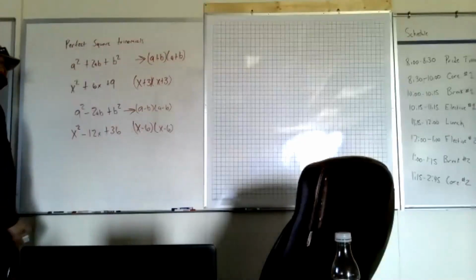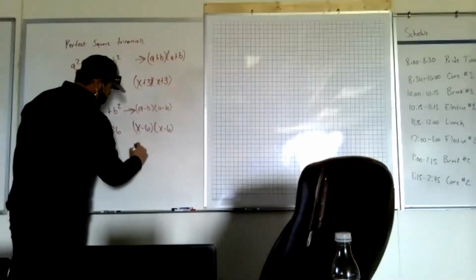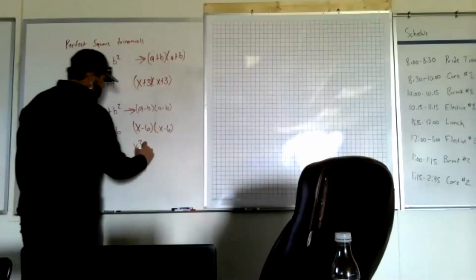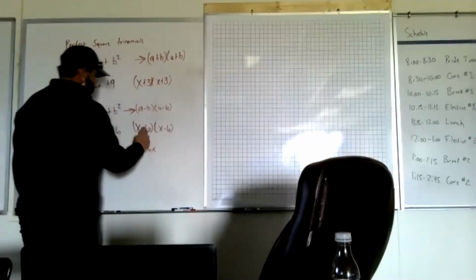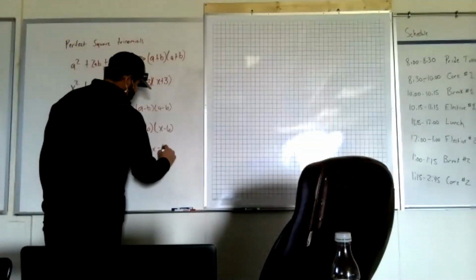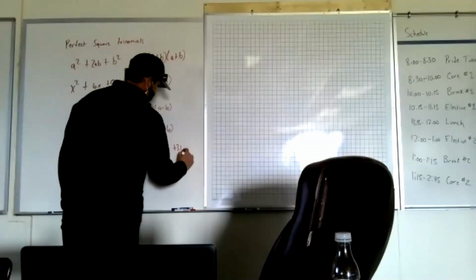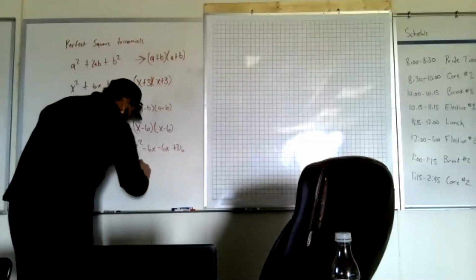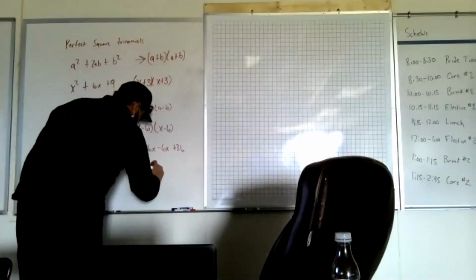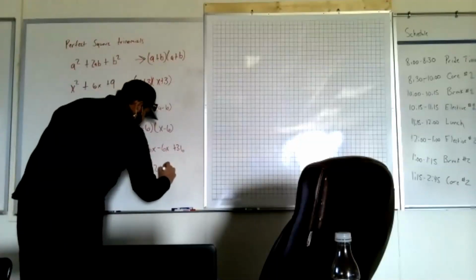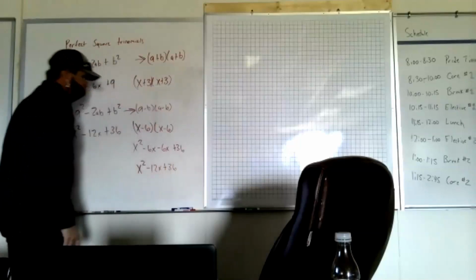Okay, if you check it with FOIL, x times x is x squared. X times negative 6 is negative 6x. Negative 6 times x is negative 6x. Negative 6 times negative 6 is a positive 36. Combine your like terms, you're left with x squared minus 12x plus 36.